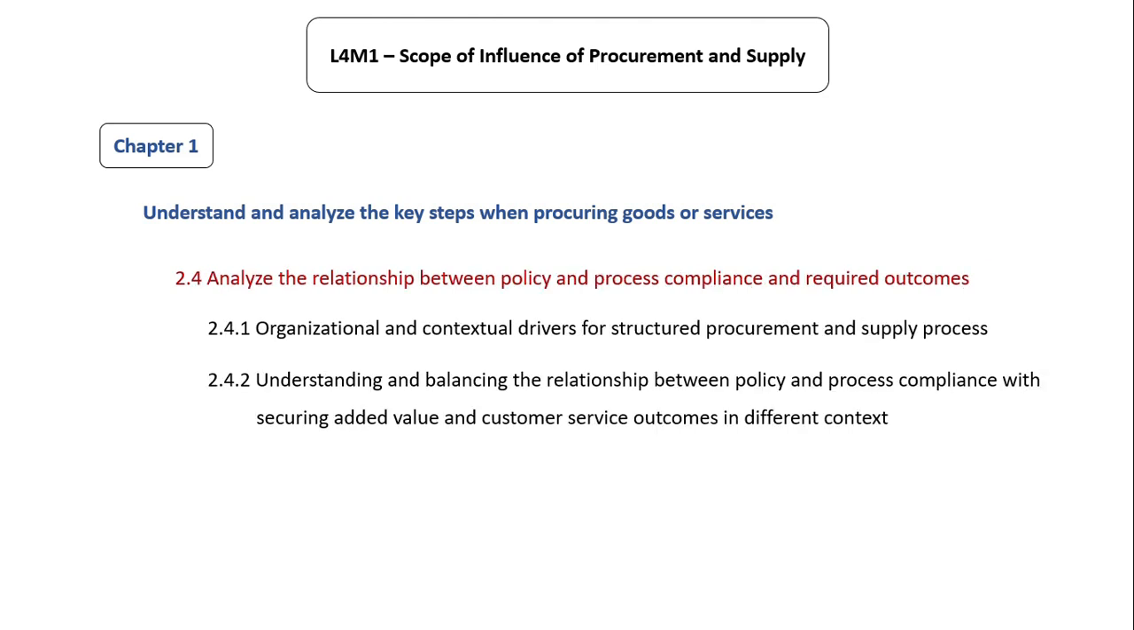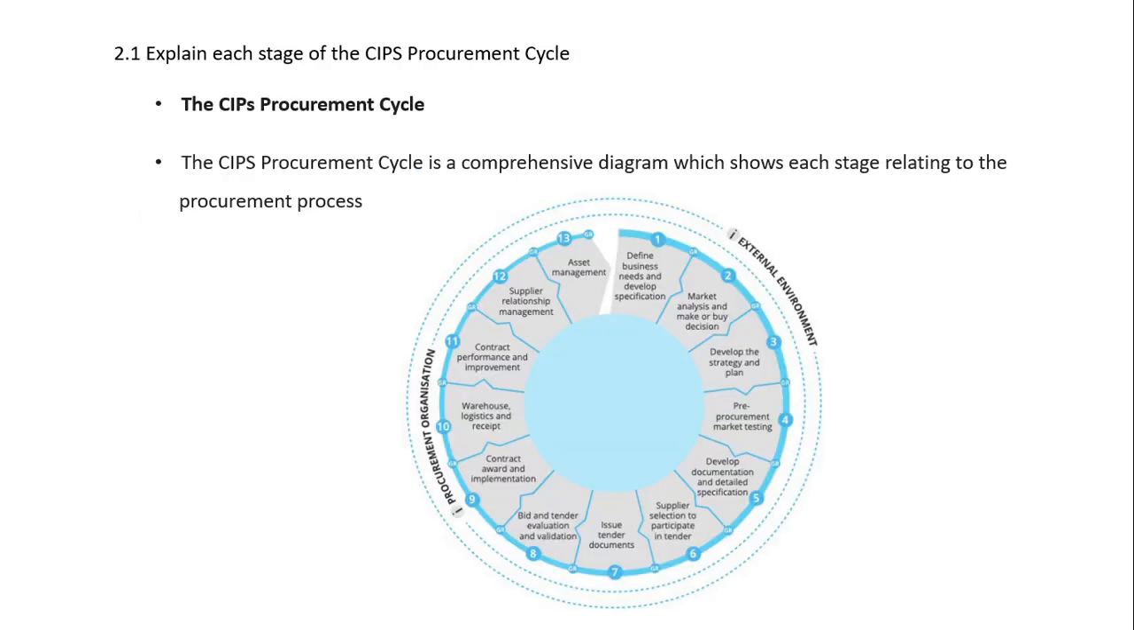And topic 4. 2.4 Analyze the relationship between policy and process compliance and required outcomes. Consists of 2 points. 2.4.1 Organizational and contextual drivers for structured procurement and supply process. 2.4.2 Understanding and balancing the relationship between policy and process compliance with securing added value and customer service outcomes in different contexts. Today we will start explaining the first topic. 2.1 Explain each stage of the CIPS procurement cycle.